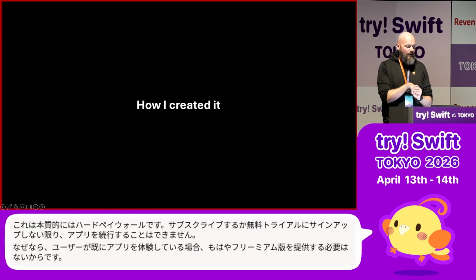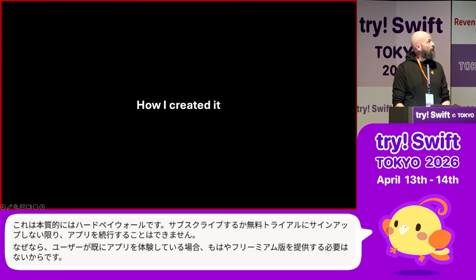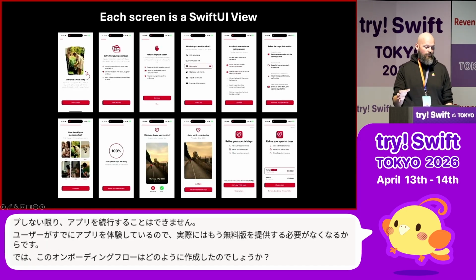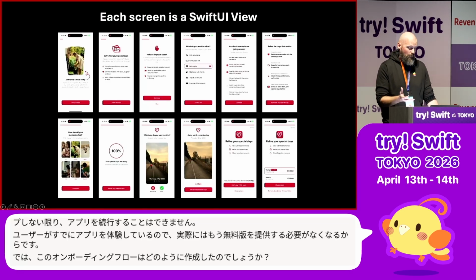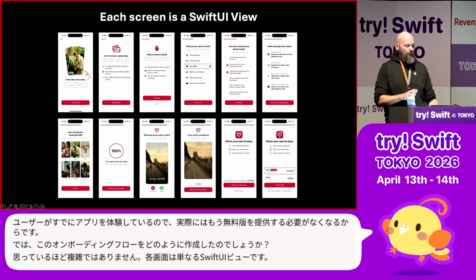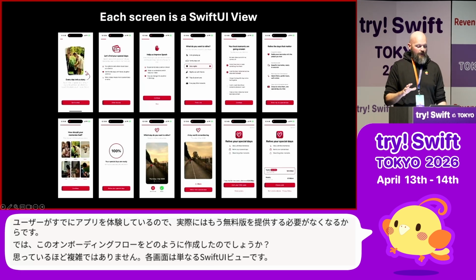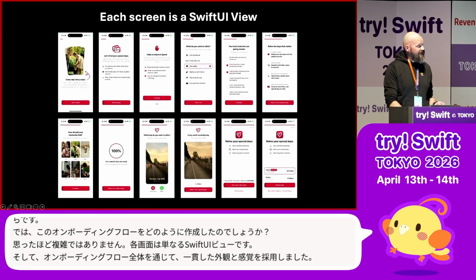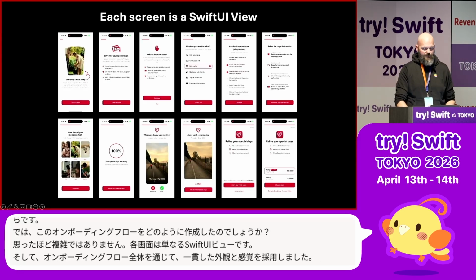So how did I create this onboarding flow? It's not as complicated as you might think. Each screen is just a SwiftUI view. And I adopted a consistent look and feel throughout the entire onboarding flow, ensuring the button to continue is prominent on each page, and it's in the same general location so the user doesn't get too lost. They know how to progress screen to screen.